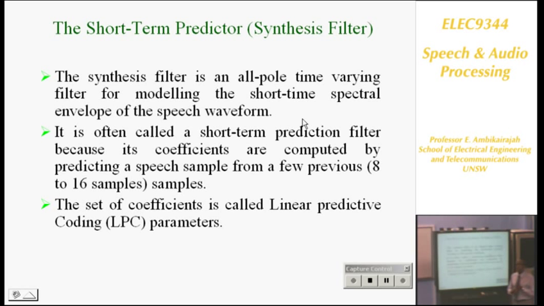So the synthesis filter has another name, called the short-term linear predictor, or short-term predictor, because we are analyzing speech over a short time interval. So what is a linear predictor? As we said before, the synthesis filter is an all-pole model, and it's called a short-term predictor. Why? Because it's computed by predicting the speech sample from a few previous samples. We are not using a large frame, but short-term prediction, because the current sample is predicted from the past 12 samples, so it's called a short-term predictor. Then the set of coefficients coming out is called the linear predictive coefficients, which you have already done in the last chapter, chapter 3.